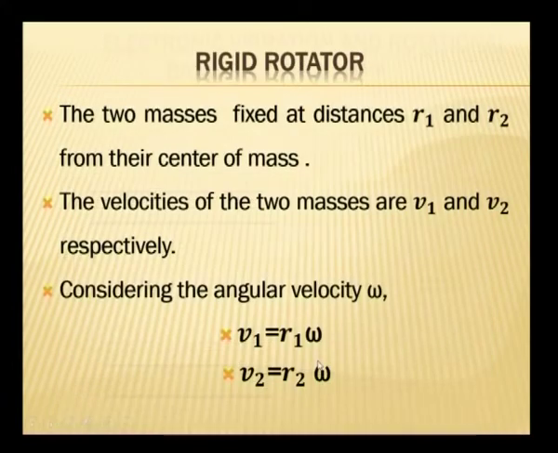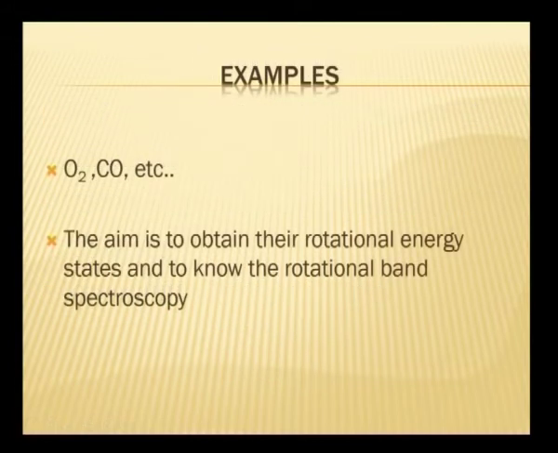The two masses are found at distances r1 and r2 from the center of mass. The velocities of the two masses are assumed to be v1 and v2. Now, they are all simple mathematics. v1 will be equal to r1 into omega, and v2 will be r2 into omega. The examples I told you may be the oxygen molecule or carbon monoxide. The aim is to obtain their rotational energy states or rotational energy values.